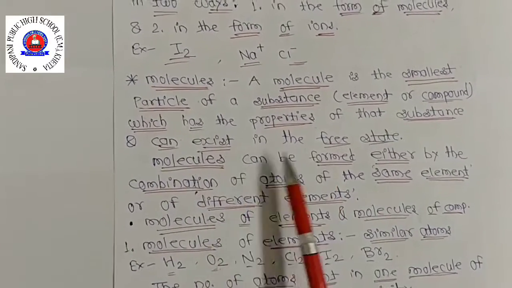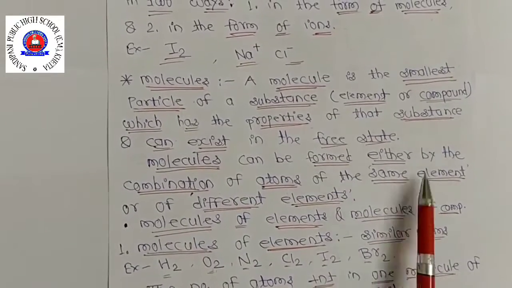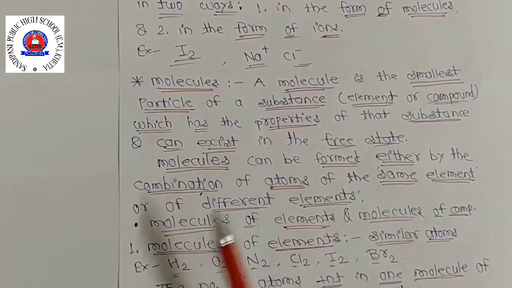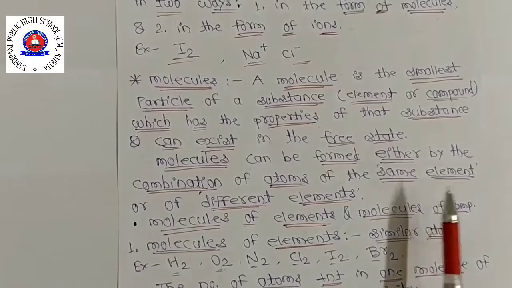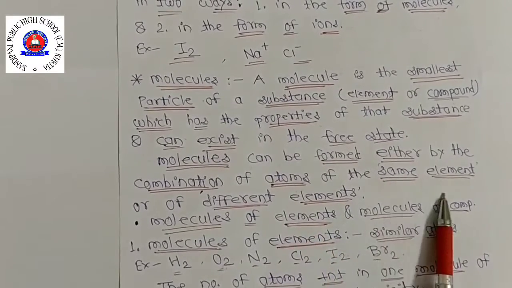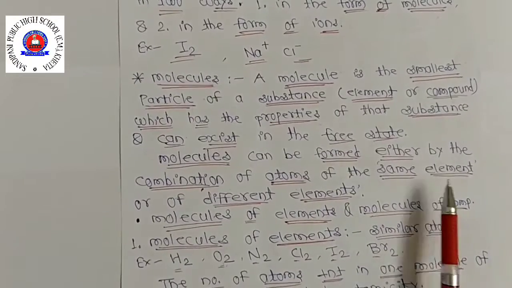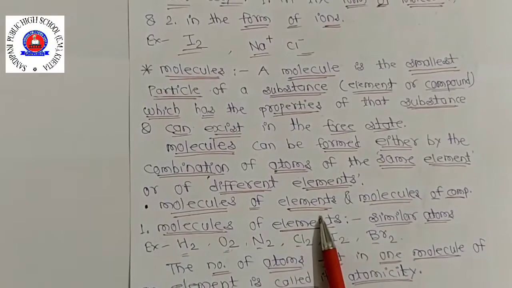So molecules can be formed either by the combination of atoms of the same element or a different element. Depending on this, there are two types of molecules. Molecules of the element, okay, and molecules of compound. Element होगा मतलब कि इसमें same होते हैं और compound मतलब कि two different elements combine together and form the molecule. So first आप इसमें study करेंगे molecules of elements.